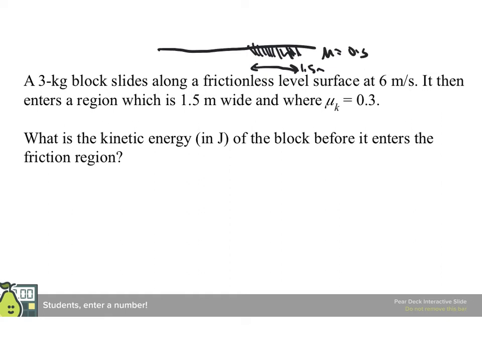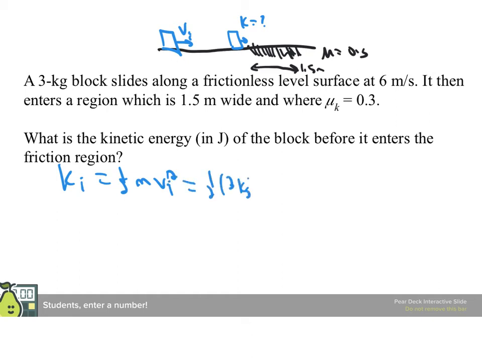And our block, it's a pretty bad block, has some initial velocity, which is 6, and we want to know right before it reaches here, what is the kinetic energy? We'll call that our initial kinetic energy. That's easy. It's 1/2 the mass times the velocity squared. So 1/2 times 3 kilograms times 6 meters per second quantity squared. So we have something like 1/2 of 36 times 3, which is 54 joules.